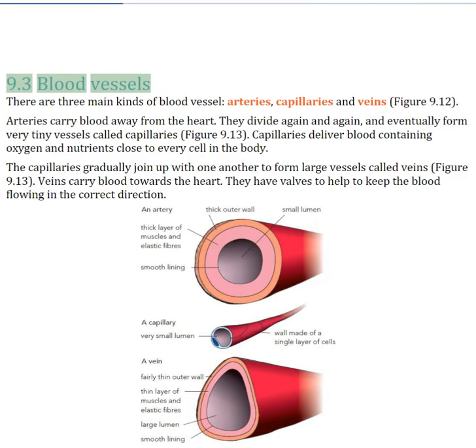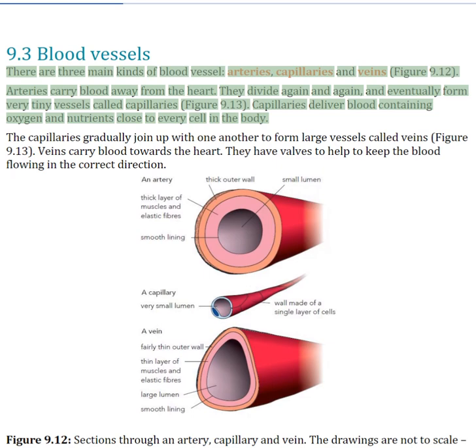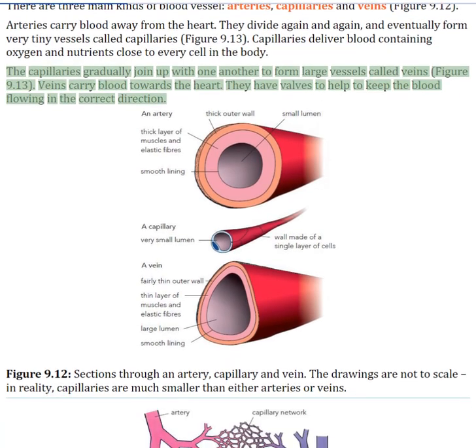9.3 Blood vessels. There are 3 main kinds of blood vessel: arteries, capillaries and veins. Arteries carry blood away from the heart. They divide again and eventually form very tiny vessels called capillaries. Capillaries deliver blood containing oxygen and nutrients close to every cell in the body. The capillaries gradually join up with one another to form large vessels called veins. Veins carry blood towards the heart. They have valves to help to keep the blood flowing in the correct direction.